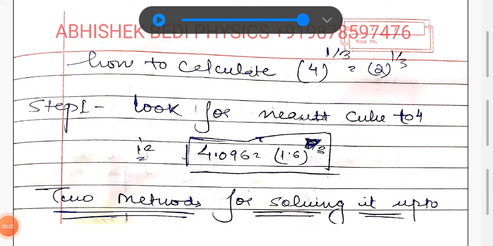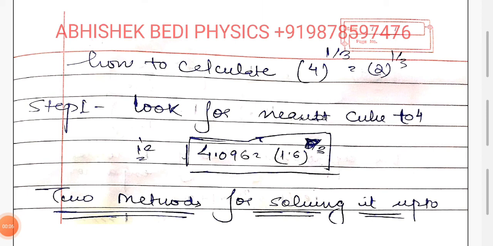So today I have a problem in front of me about how to calculate the approximate value of 4 raised to the power 1 by 3. This kind of problem is usually faced in thermodynamics, statistics, basically in mathematical physics, or in some crude calculations. Okay.